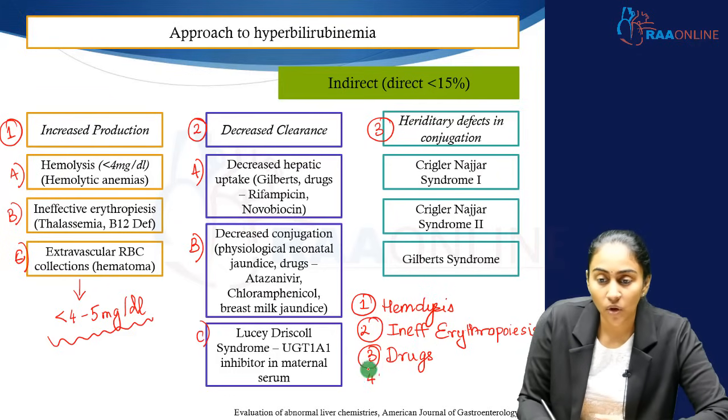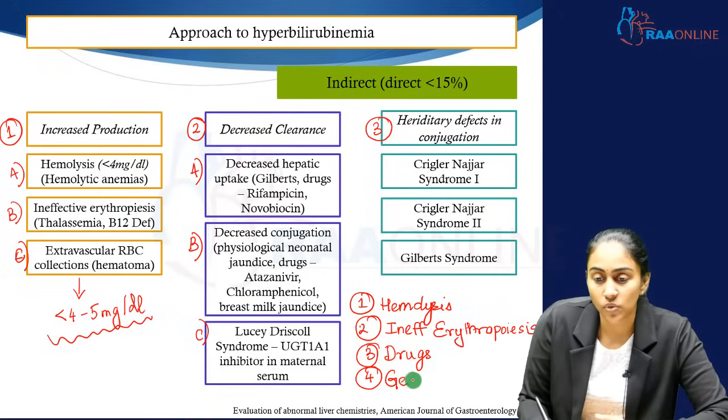If you have ruled out all of this, then it could be one of the genetic syndromes. So, broadly speaking, these four are the important causes of an indirect hyperbilirubinemia.